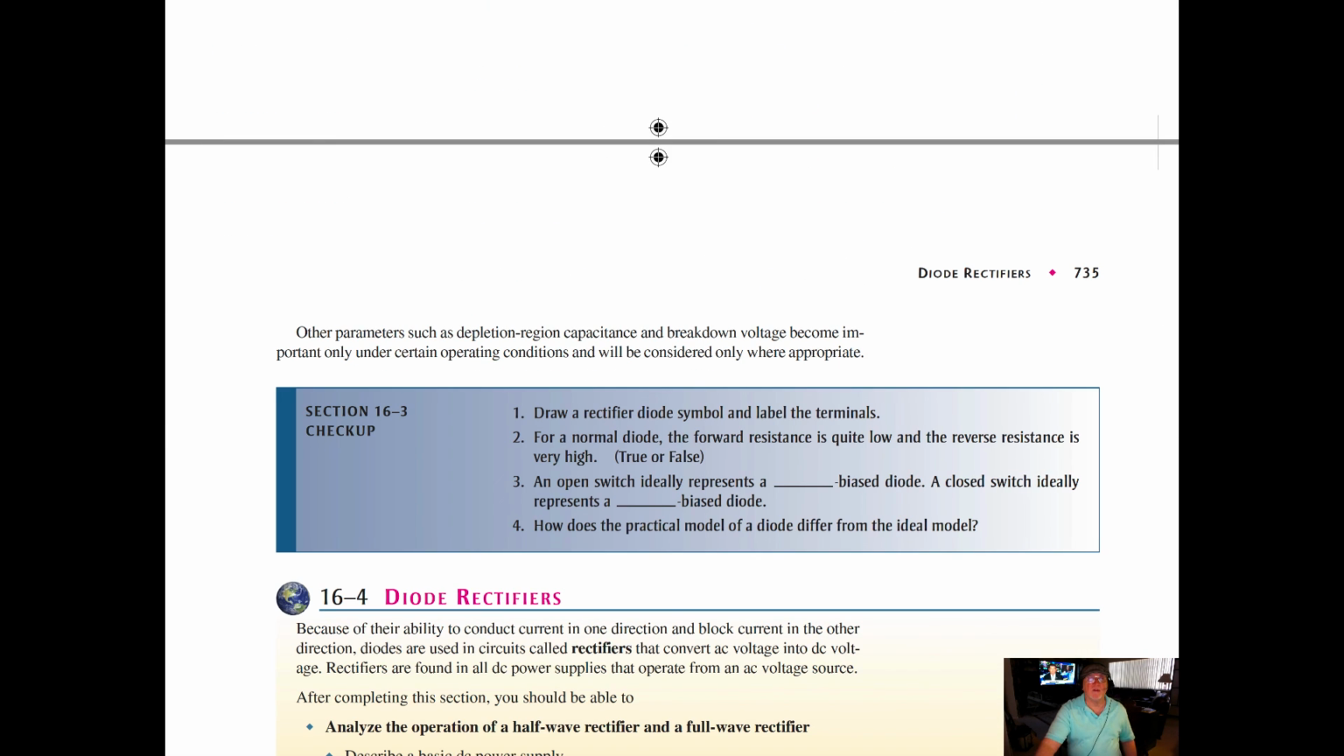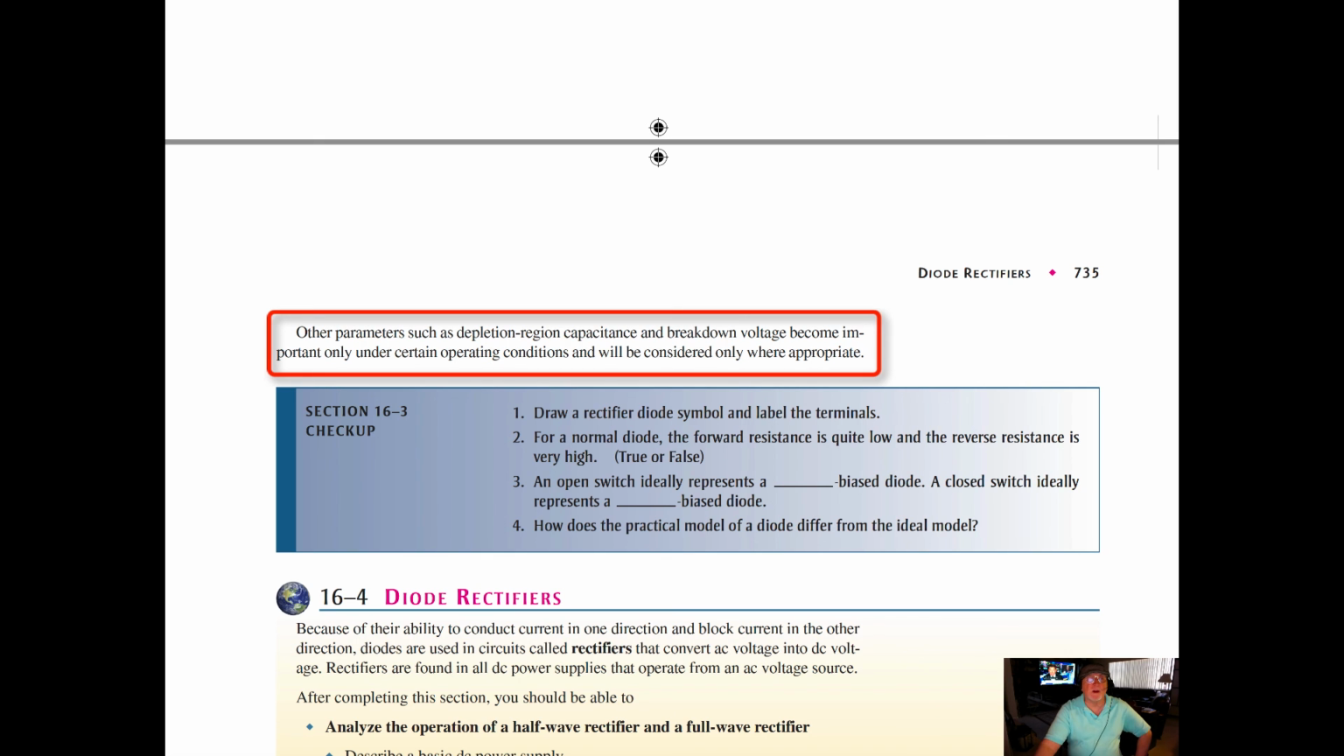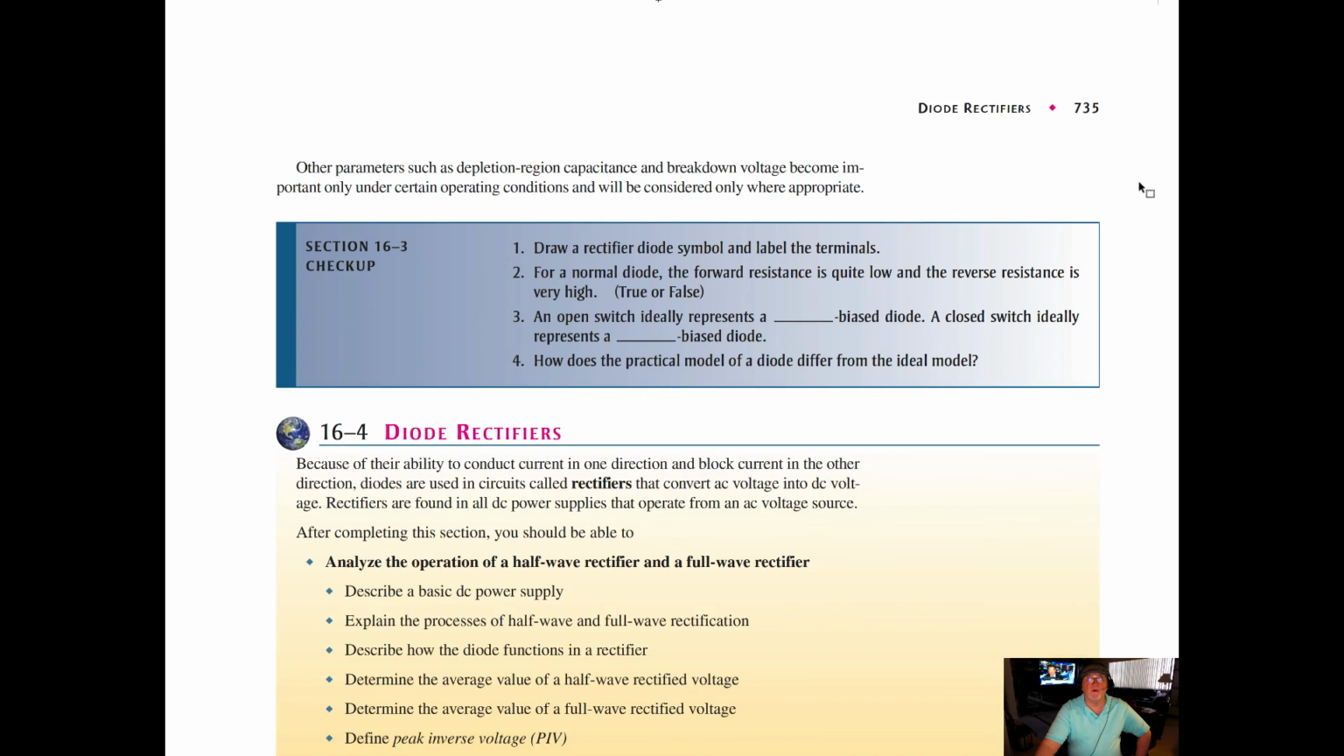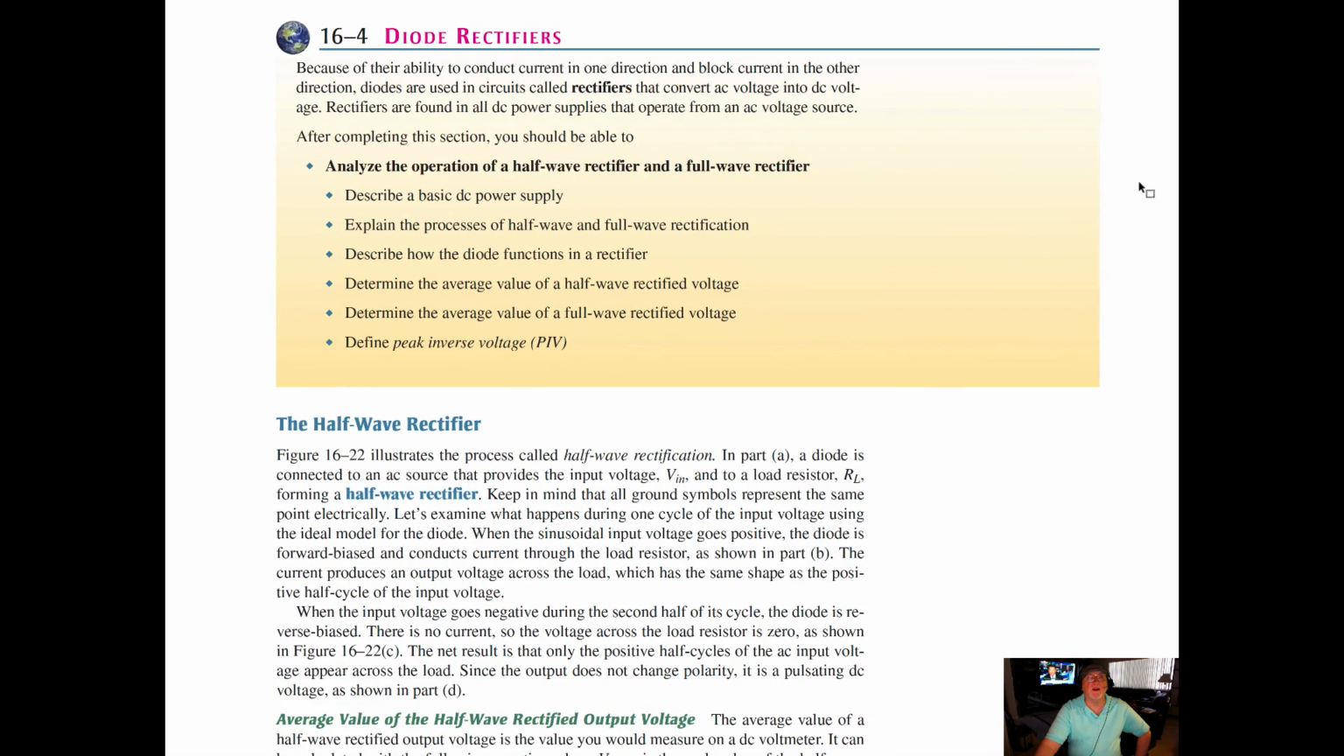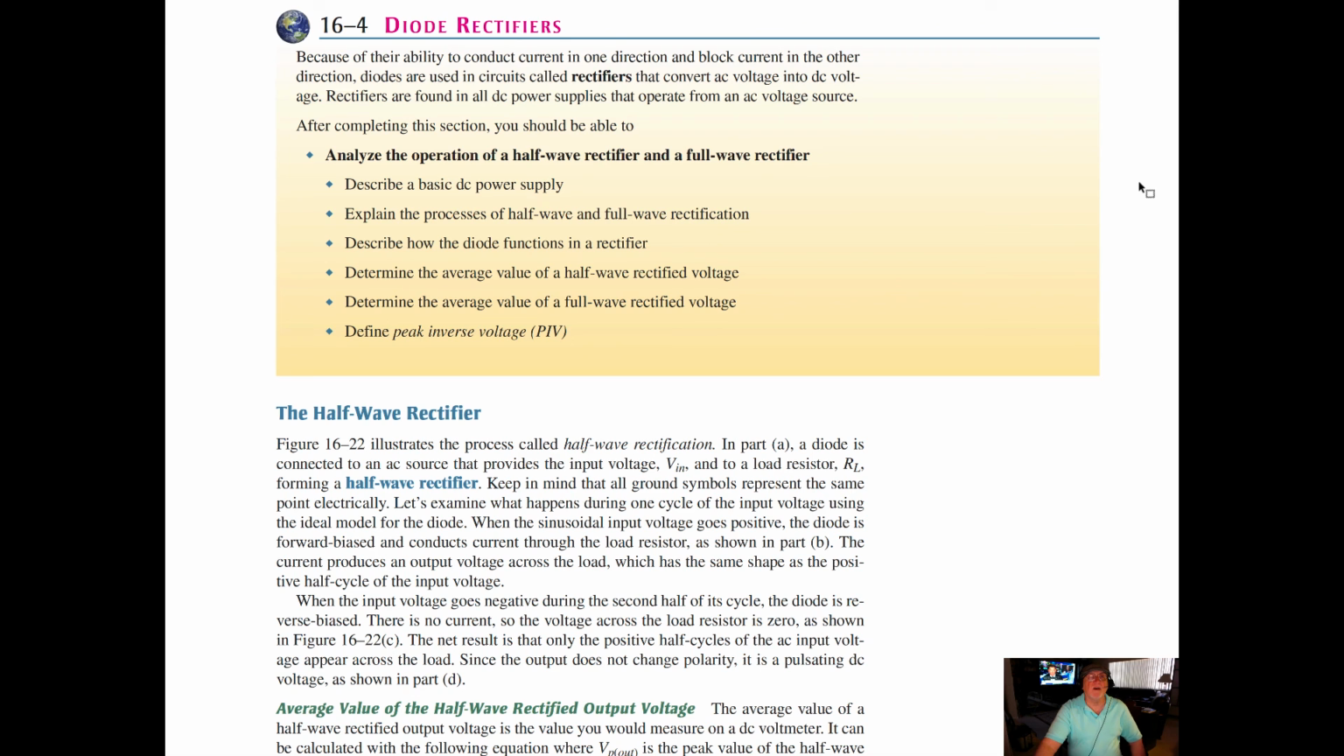Other parameters such as the depletion region capacitance and breakdown voltage become important only under certain operating conditions, and will be considered only when appropriate. So when we come back, the next thing we will take a look at are diode rectifiers. The diode rectifier is what we're going to use to start putting the diode to work as components for power supplies.